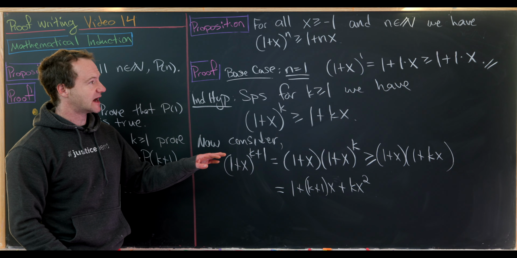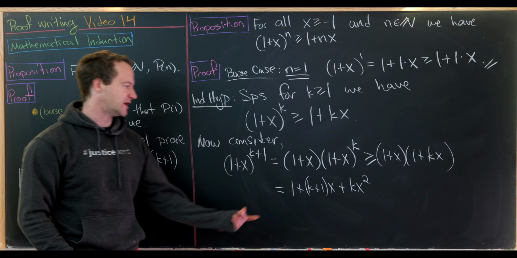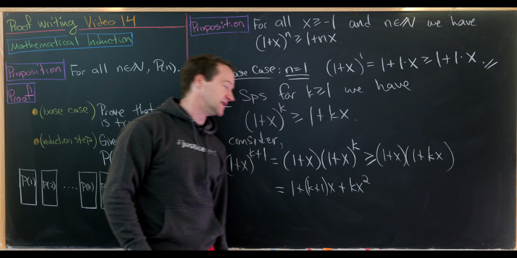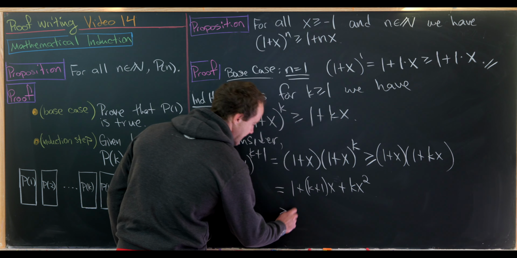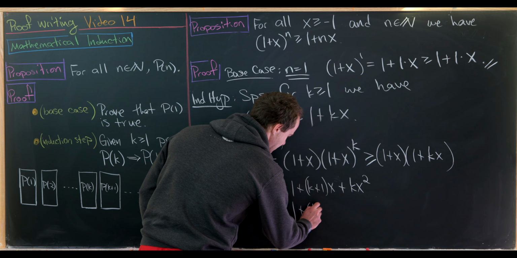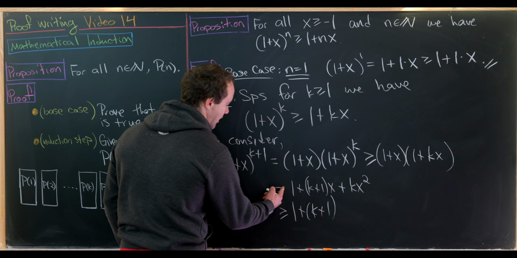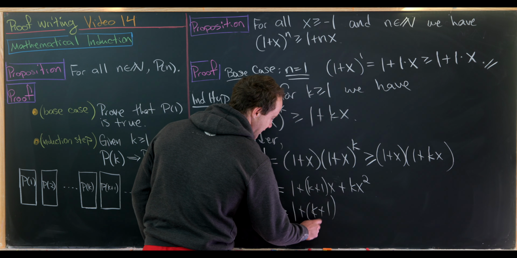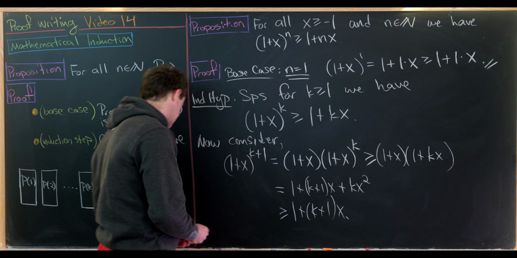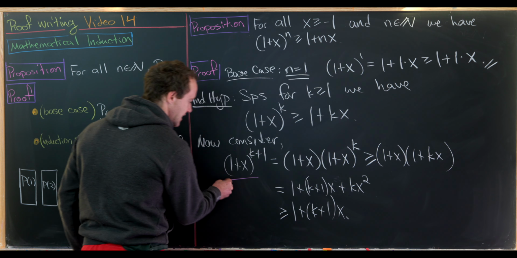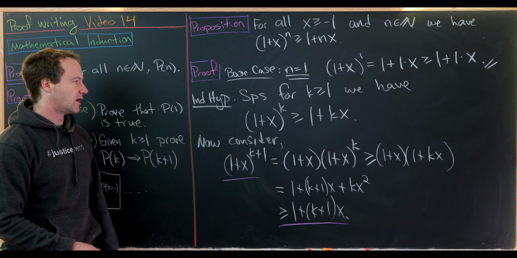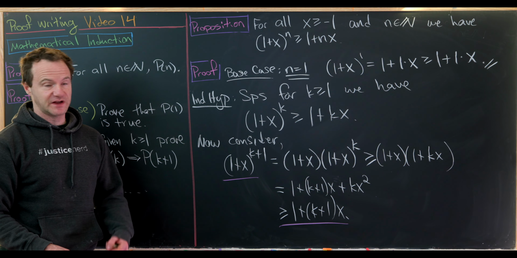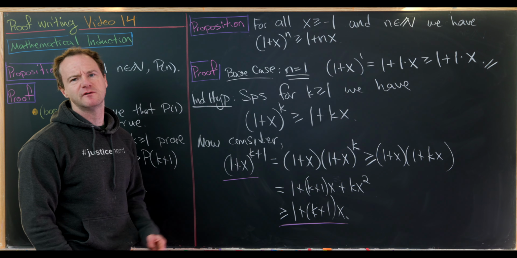But since k is a natural number and x is a real number, we know that this is bigger than or equal to 0. So if we drop it, we get something less than or equal to what we started with. So we get that our object is bigger than or equal to 1 + (k + 1)x. But now reading from here to here, you see that we have the desired inequality to finish off this statement. Okay, let's move on to another example.